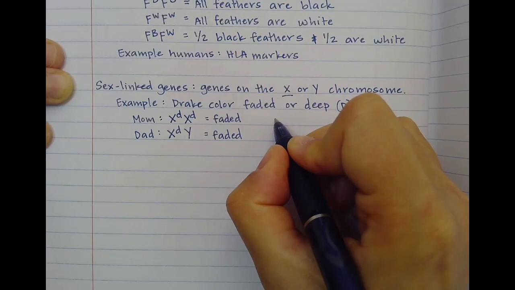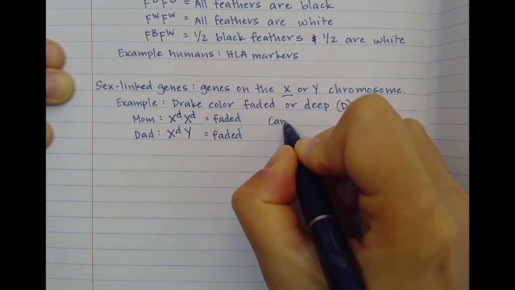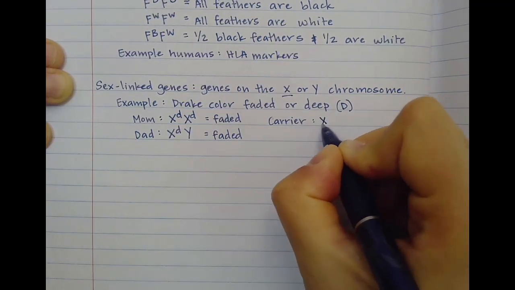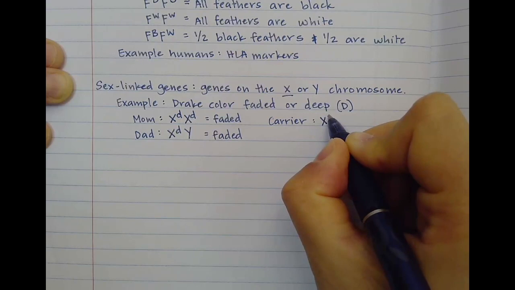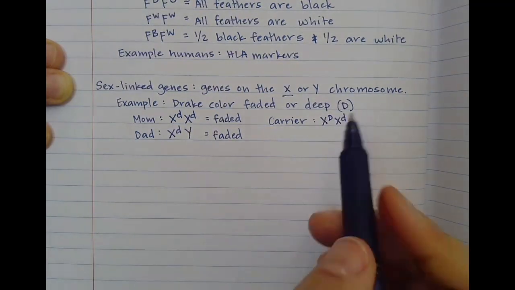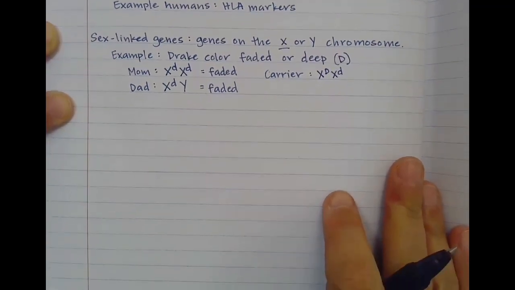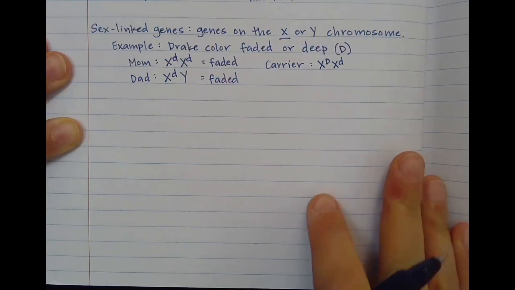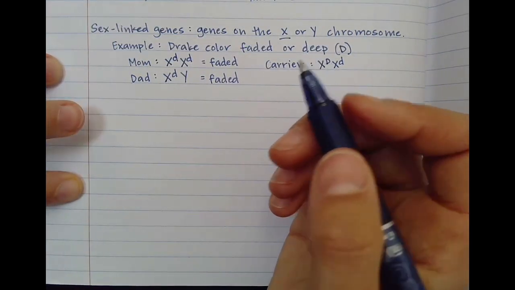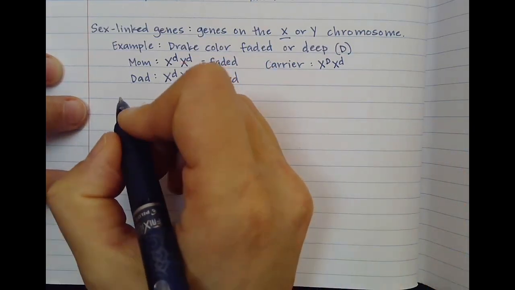Moms can also be what we call a carrier. And a carrier is someone who has 1 copy of the allele for the trait, so 1 copy of the recessive version, but they don't have the recessive phenotype because they also have a copy of the dominant version. So let's see how this plays out in terms of what offspring are going to be produced. So let's see what happens when mom has that recessive trait.